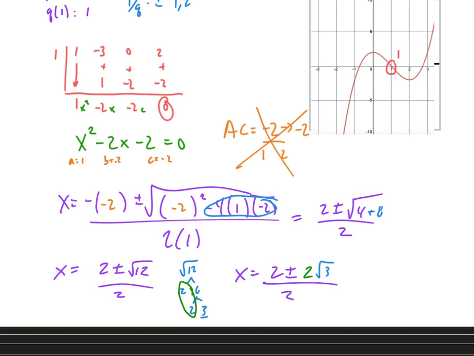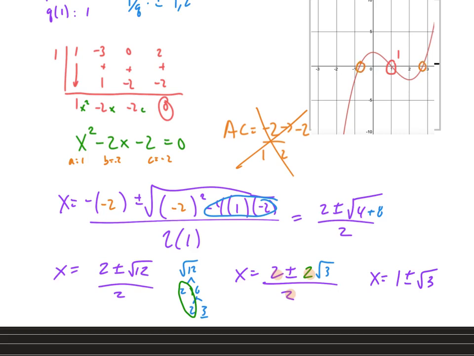And now that it is simplified, we can look at the 2's that are on the outside and we can reduce those. So our final answer here for x would be 1 plus or minus the square root of 3. We don't need the 1 in front of the square root of 3, and the 1 underneath, we don't need either. So those are our other two answers, these two numbers right here.